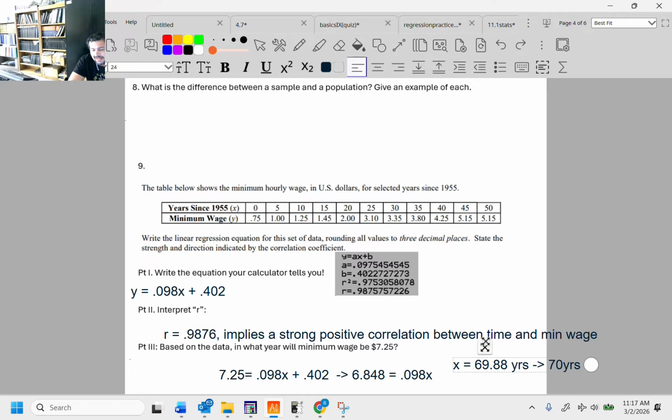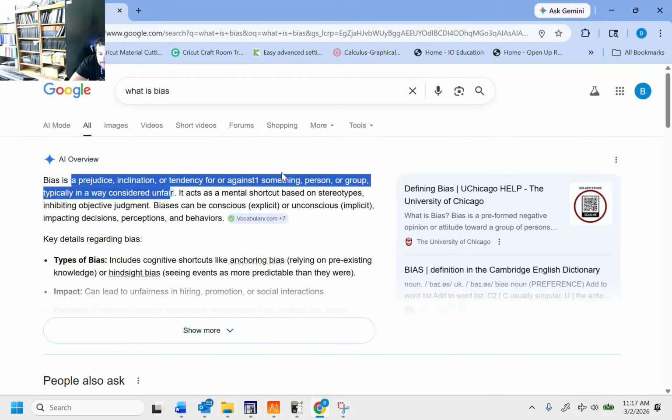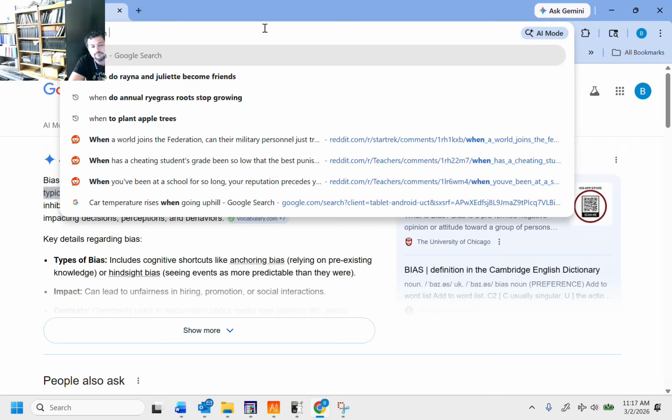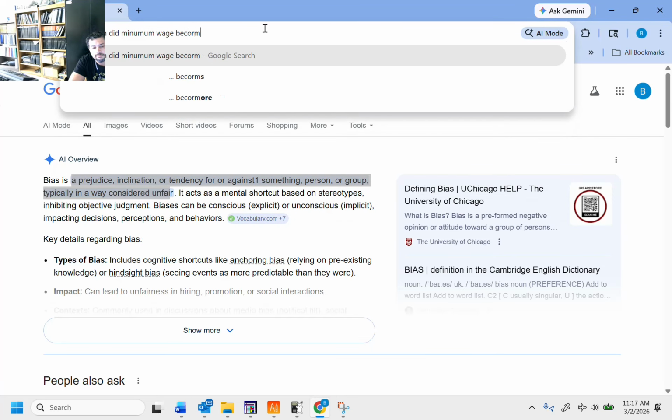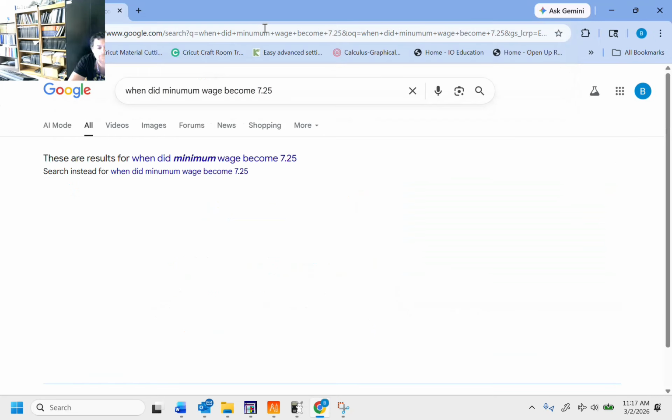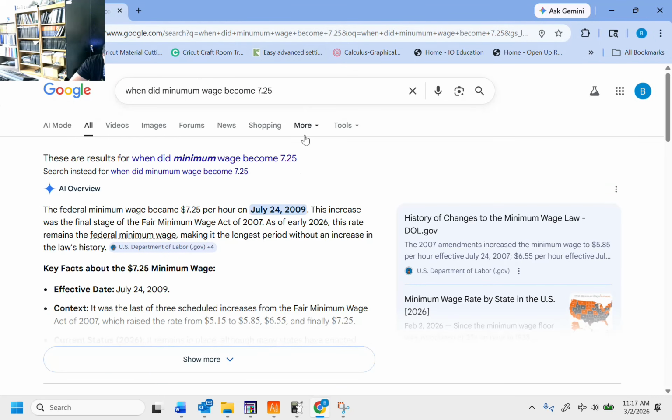Now, this is after 1955, because that's when the data started. So according to my model, it just happened. That's not when minimum wage became 7.25. All right. Now, it currently does happen to be 7.25, but when did it actually happen? 2009.